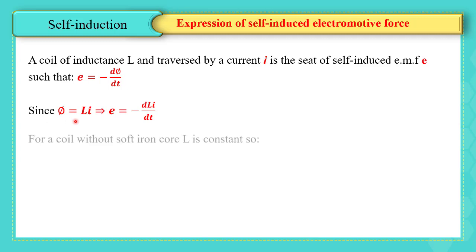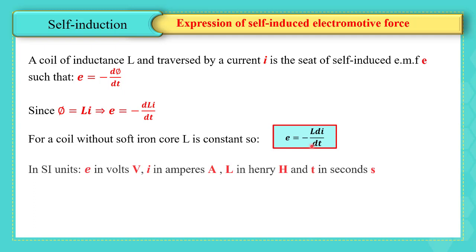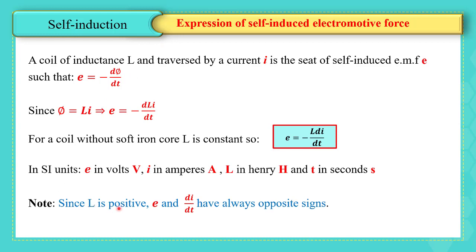Since flux equals L i, so e equals minus d(L i) over dt. For a coil without soft iron core, L is constant, so e equals minus L di over dt. In SI units, e in volt, i in ampere, L in henry, and t in seconds. Note, since L is positive, e and di over dt always have opposite signs.